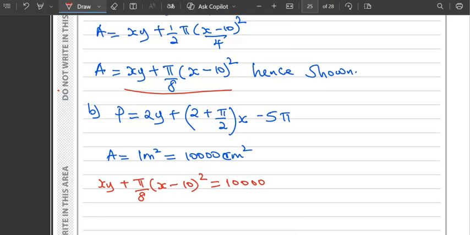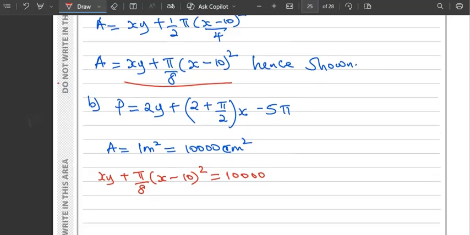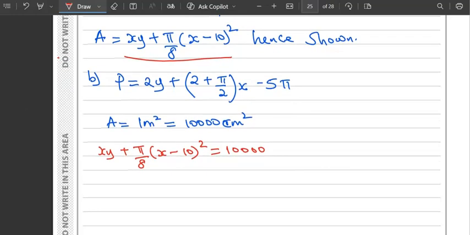What else are we supposed to have here? What we can do, I will want us to take pi over 8 into x minus 10 squared to the other side of the equal sign, so that what we only remain with on this end is xy, which should be equal to 10,000 minus pi over 8 into x minus 10 squared.